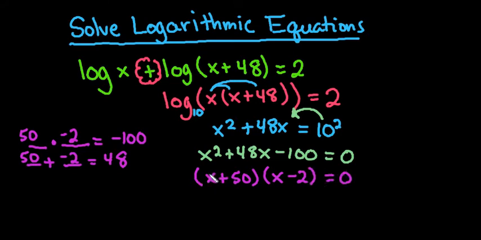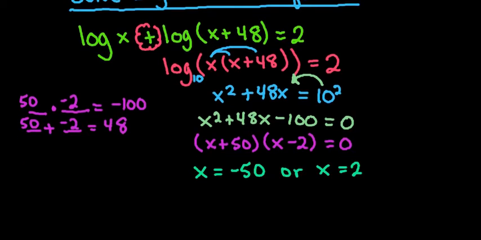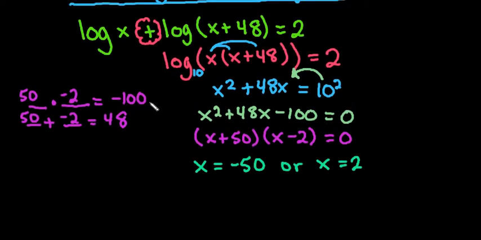Just to check that it works out, x times x gives me the x squared. This gives me my negative 2x plus 50x, which gives me my 48x in the middle. And then minus 100 comes from 50 times negative 2. So we did factor it correctly. Now we see that x equals negative 50 or x equals positive 2.